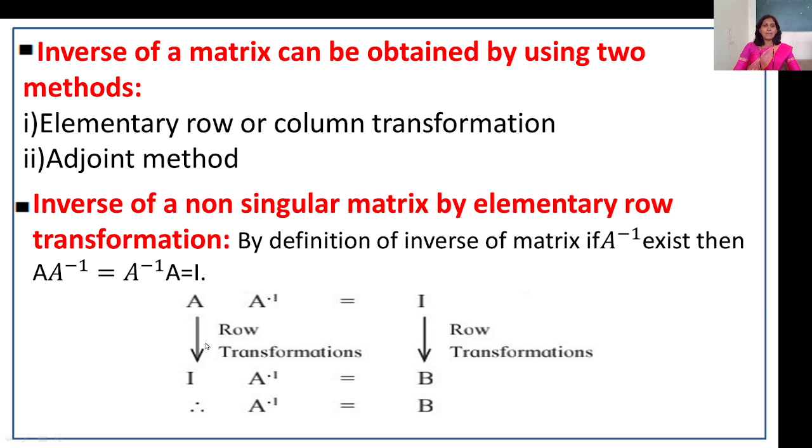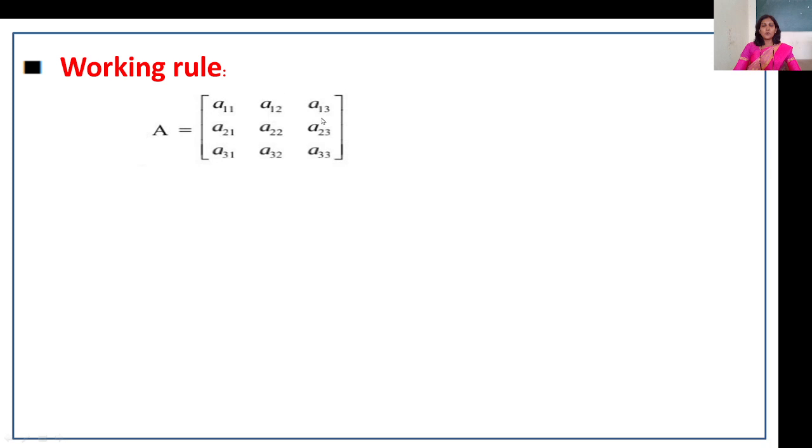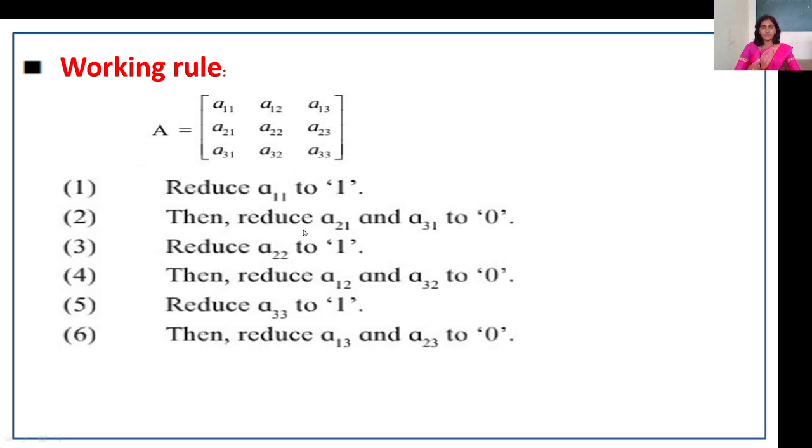So how do we apply this row transformation on this matrix A? There is a working rule to convert this matrix A into an identity matrix. So what is that working rule? Suppose A is a matrix of order 3 by 3: A11, A12, A13, A21, A22, A23, A31, A32, A33. So this is the working rule.